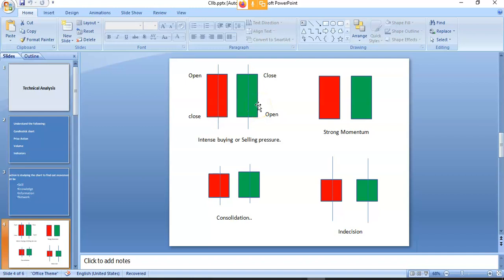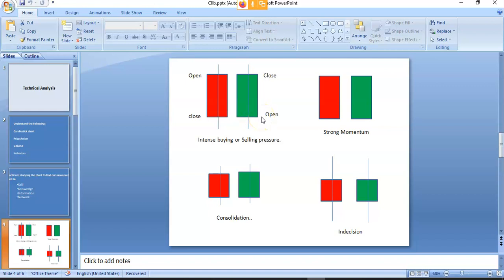The first two we have here are two engulfing patterns. In a candlestick, if you come to the red candle, the top is where it opens and the bottom is where it closes. But in the green candle it is the opposite. It closes at the top and opens at the bottom. So this is why it is so.